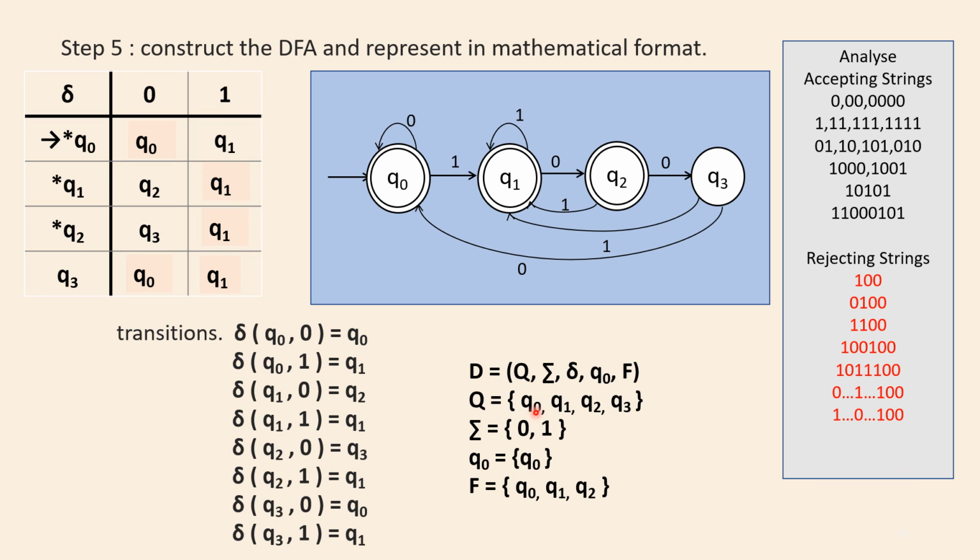Q is all the states, that is Q0, Q1, Q2 and Q3. The input symbols are 0, 1. The start state is Q0 and the final states are Q0, Q1 and Q2. Here we have written the transitions with respect to the diagram or the transition table. We can see that in the string ending with 100 has to be accepted, Q3 was the final state. In the string ending with 100 has to be rejected, we have Q0, Q1 and Q2 to be the final states. Apart from that, the transitions are all similar to the DFA which we constructed for strings ending with 100 which are being accepted.